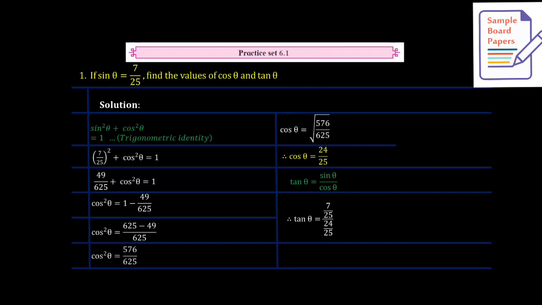So the denominator is the same, so 25 will get cancelled. So what is left? In the numerator 7 is left, and in the denominator 24 is left. Okay. So our first answer was cos theta is 24 by 25, and the next answer was tan theta, that is 7 by 24. So you can take a screenshot and you can solve this sum. Okay. So we'll go for the next sum.